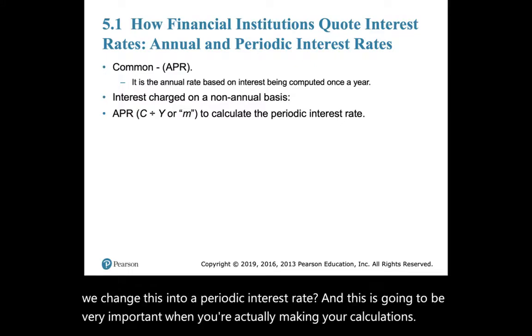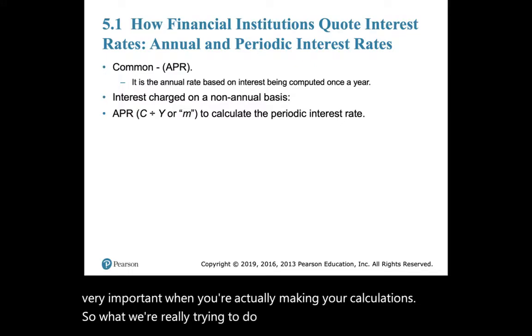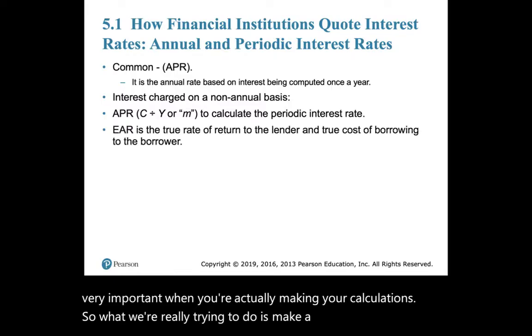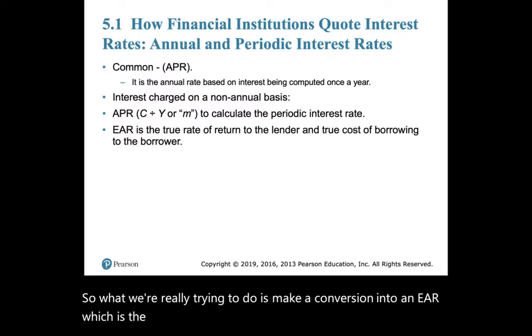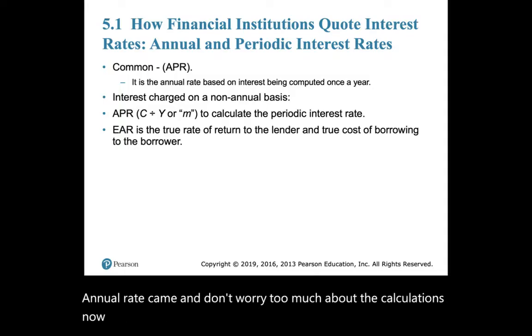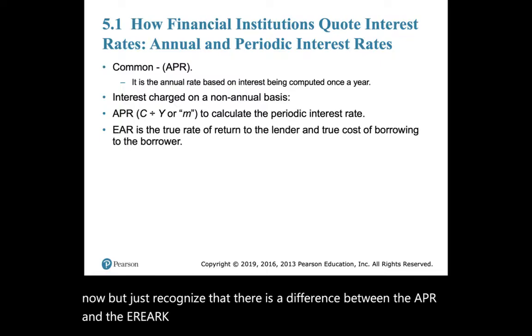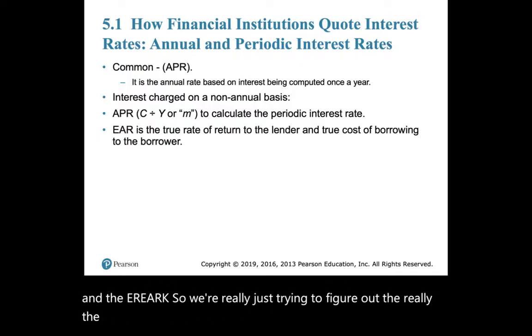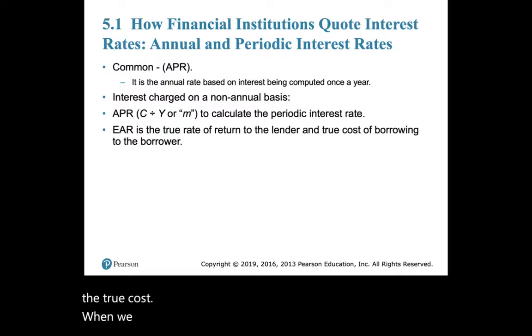So what we're really trying to do is make a conversion into an EAR, which is the effective annual rate. Don't worry too much about the calculations now, but just recognize that there is a difference between the APR and the EAR. We're really just trying to figure out the true cost when we calculate the effective rate.